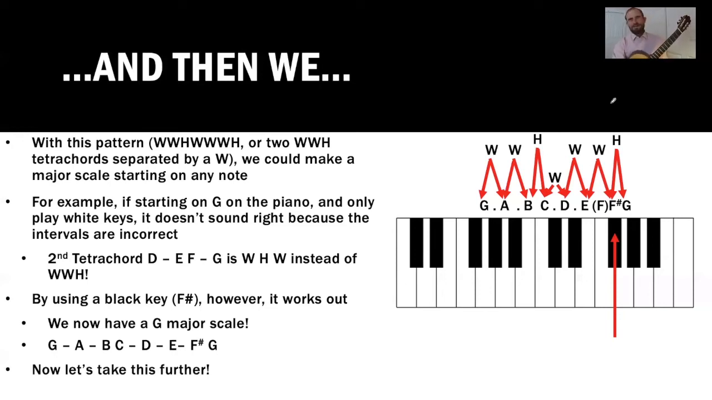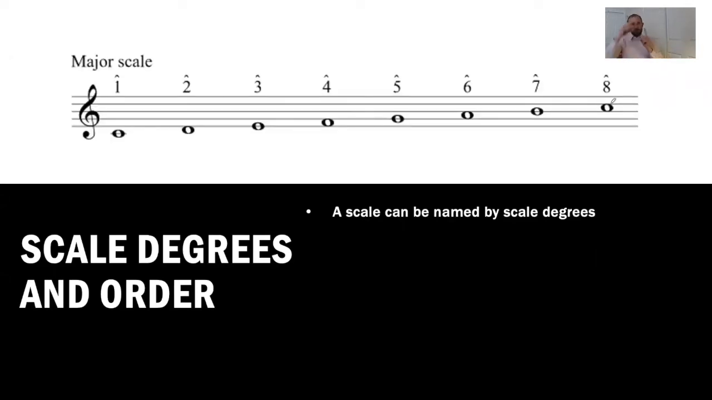But now we can take this a bit further. What we're going to talk about are scale degrees and order. So if you think about it, a scale has a certain amount of notes and then it repeats. You could name these notes by what are called scale degrees. And that's just a number with a little caret on the top, that little triangle looking thing.